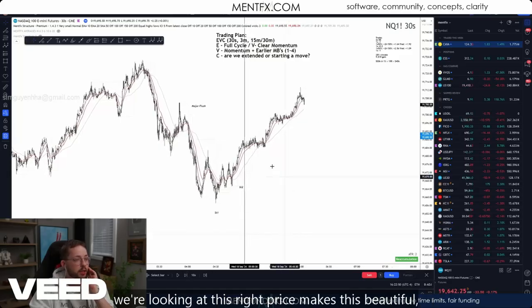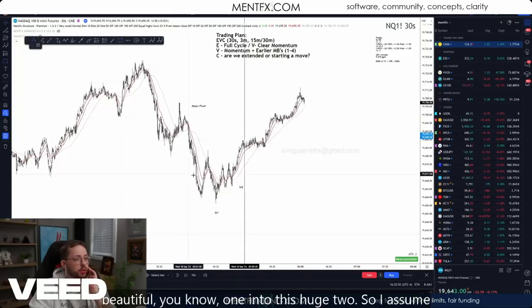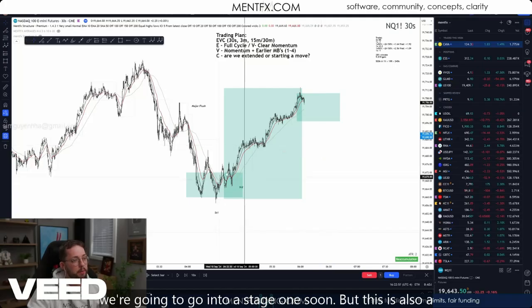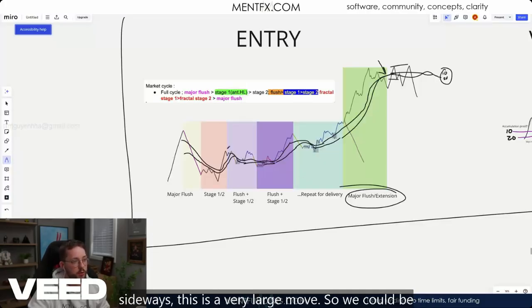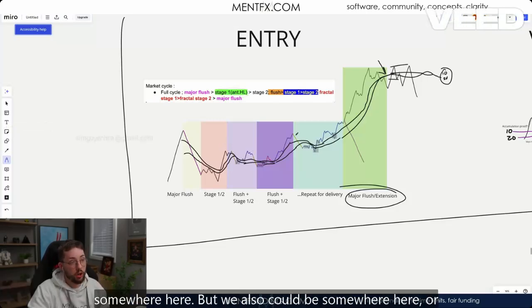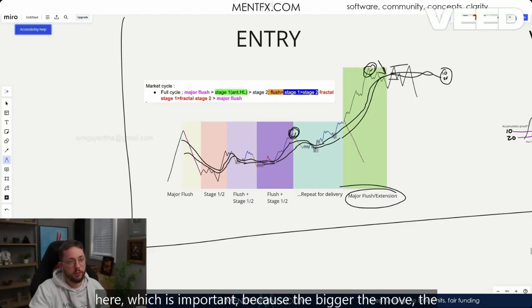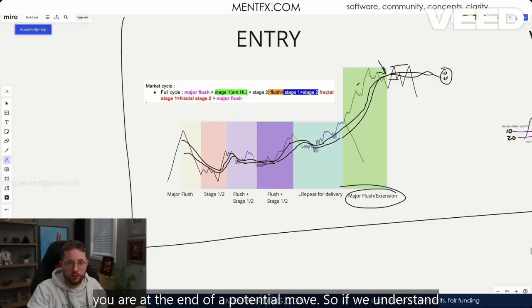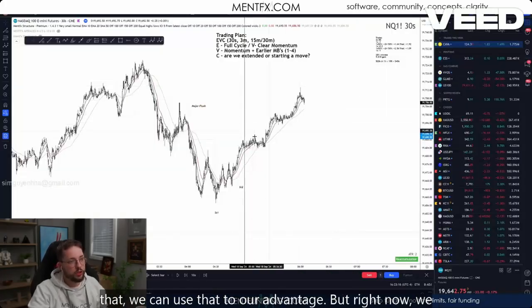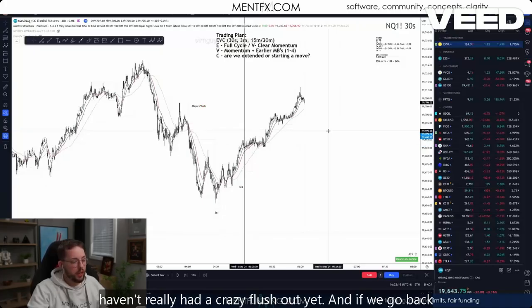Now, as we're looking at this, right, price makes this beautiful, beautiful 1 into this huge 2. So I assume we're going to go into a stage 1 soon. But this is also a very large move. This is not like a small move that went sideways. This is a very large move. So we could be somewhere here, but we also could be somewhere here or here, which is important because the bigger the move, the bigger the entire move that happens, the likelier you are at the end of a potential move. So if we understand that, we can use that to our advantage. But right now, we haven't really had a crazy flush out yet.